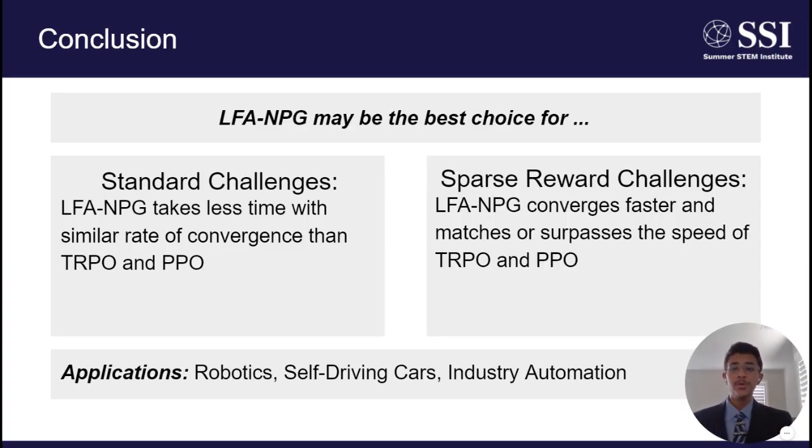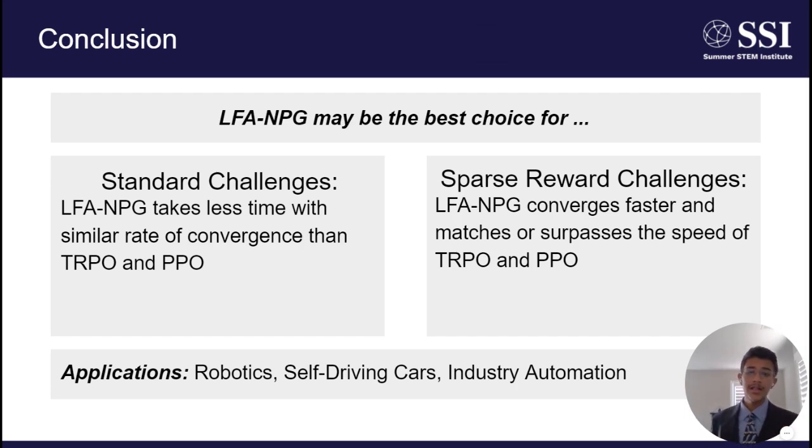After observing our data, we may summarize our findings as follows. In standard low-dimensional challenges, natural policy gradient methods such as LFA-NPG reach the optimal rewards in noticeably less time than neural network-based algorithms, while maintaining a similar rate of convergence. And in sparse reward low-dimensional challenges, algorithms such as LFA-NPG converge significantly faster than state-of-the-art neural network-based algorithms, while achieving the same or greater speed.